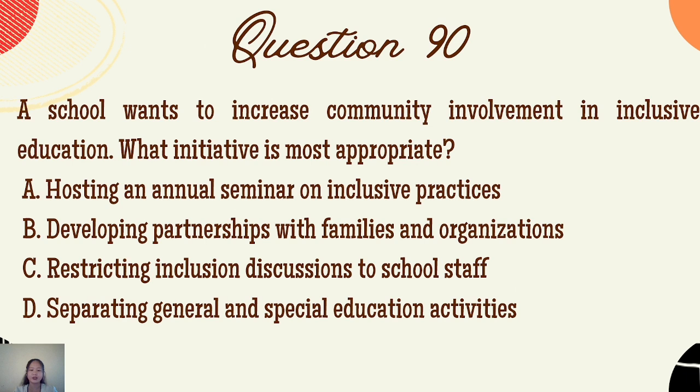The other options are wrong because A, annual seminar. A one-time event isn't enough. Actually, it is not enough. For option C, restricting discussions to staff. When you restrict, you exclude key stakeholders. That's why this option is not correct. For option D, separating programs. Inclusion means combining, not dividing. So this option again is wrong. So the correct answer for this is, again, option letter B.